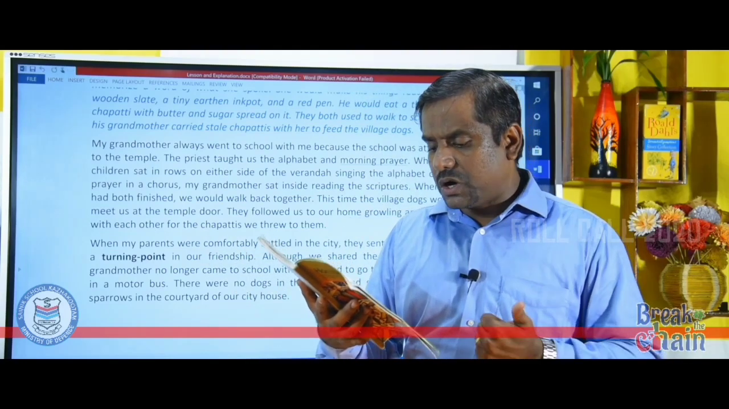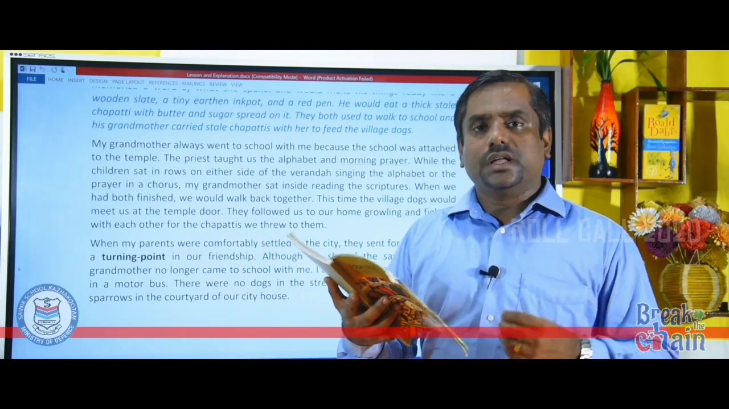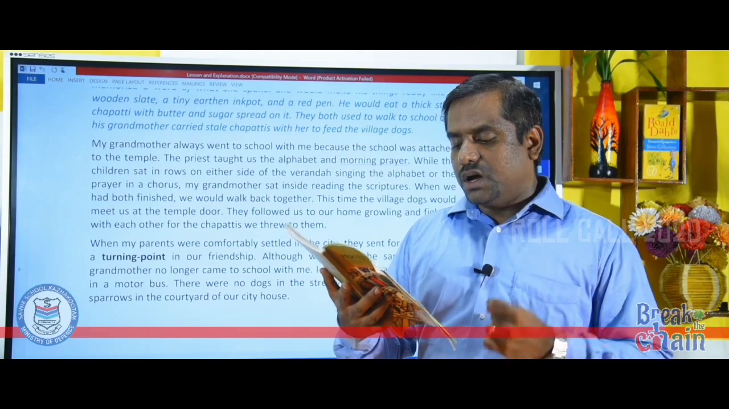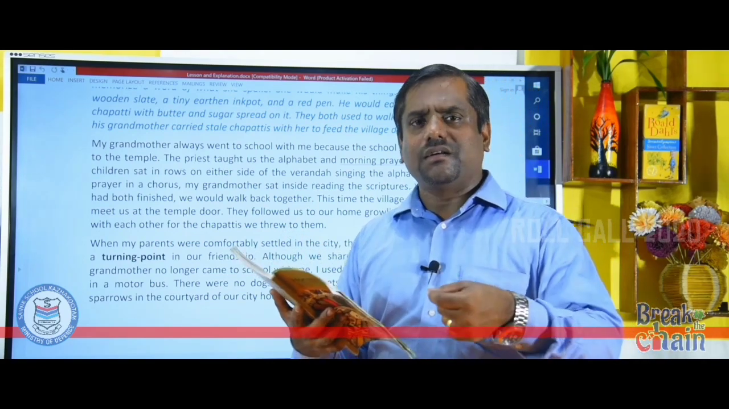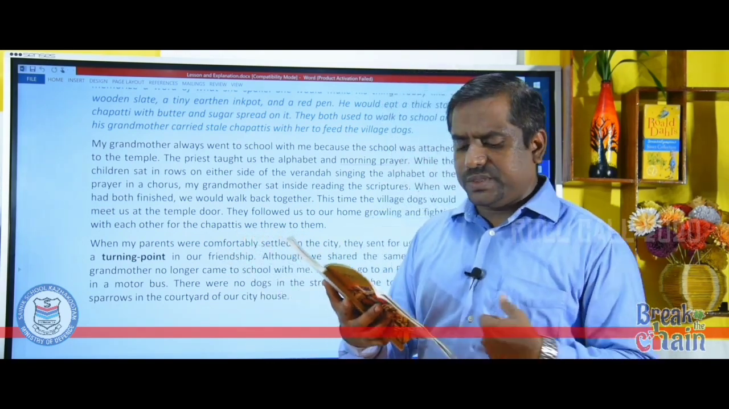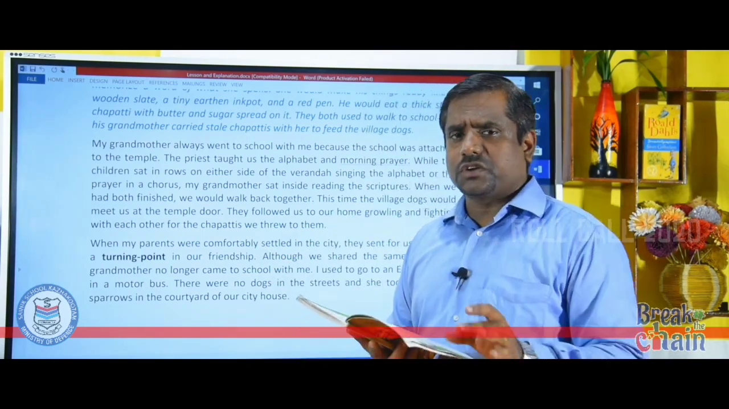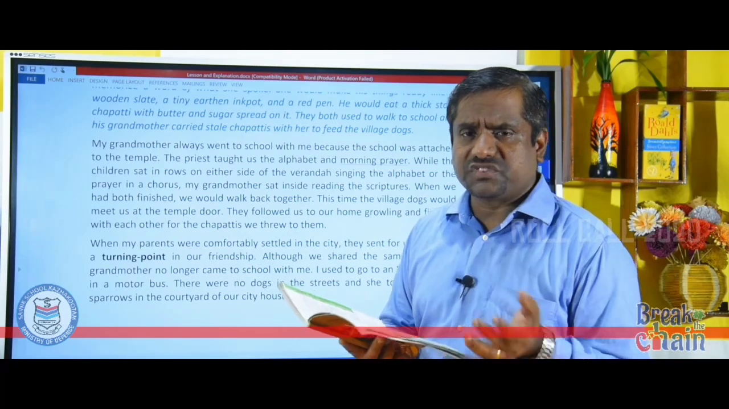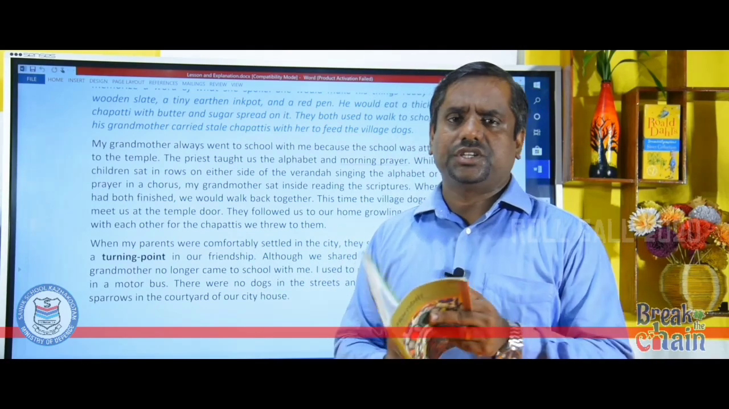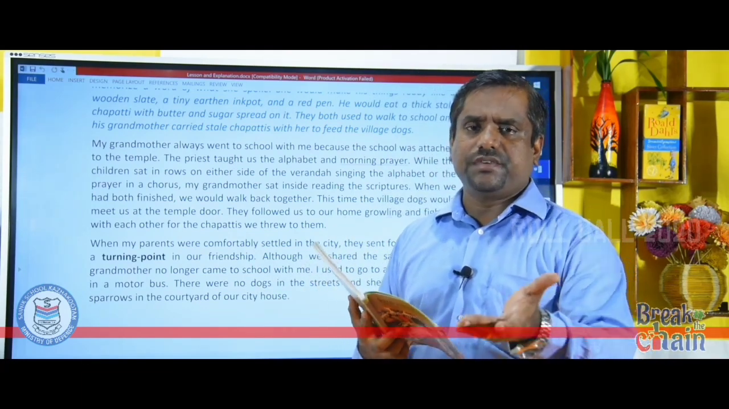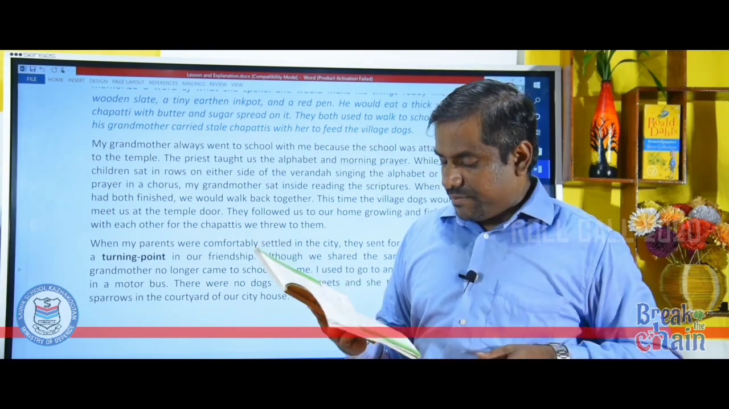When we had both finished, we would walk back together. This time the village dogs would meet us at the temple door. They followed us to our home, growling. Growling means that sound made by them, and fighting with each other for the chapatis we threw to them. So among the dogs, there might be a kind of squabble going on for the chapatis given by the grandmother, right?